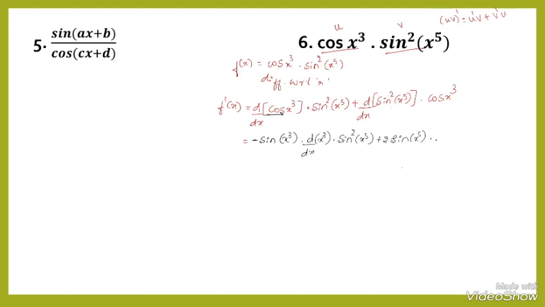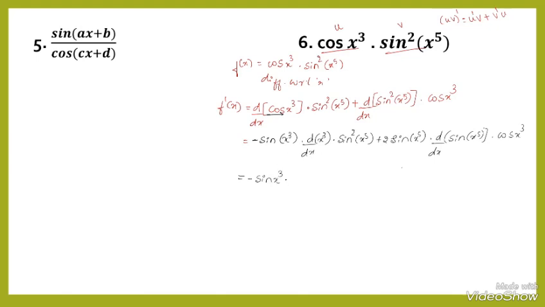Again the differentiation of sine of x to the power 5. Now I can reduce the power of the sine function, then I will take the differentiation of x to the power 5, again keeping cos x cube constant. Here some differentiation is left in this line. Okay, I will complete it. Sine of x cube.